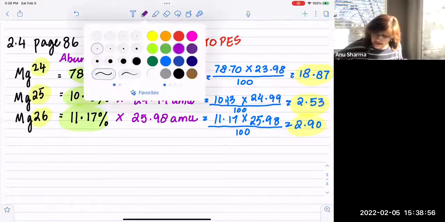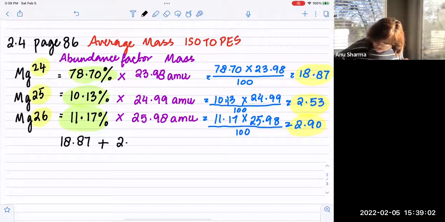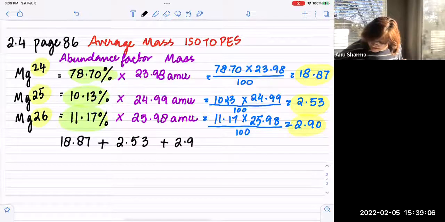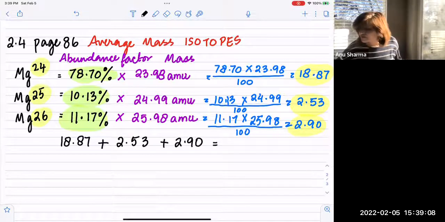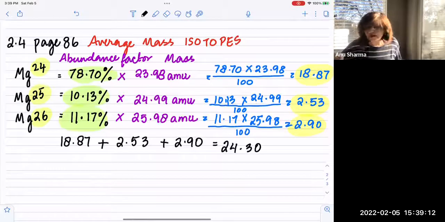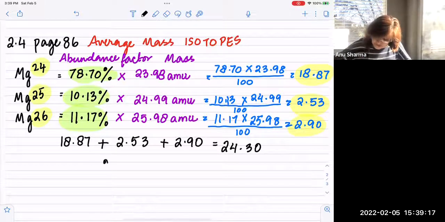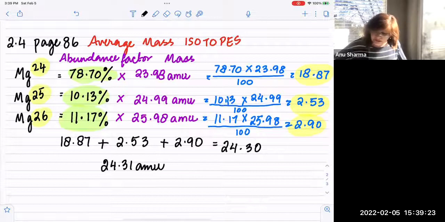Now you are going to add these up. You take 18.87 plus 2.53 plus 2.90. And in this case, you get 24.3019 and something. So the book has rounded it up and given you 24.31 atomic mass units. So this is the number.